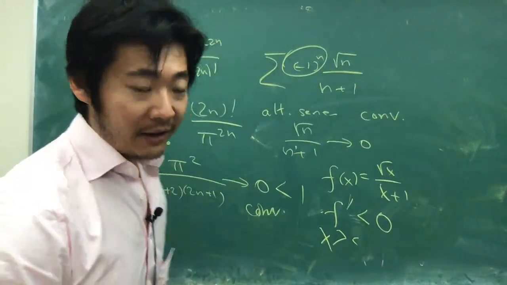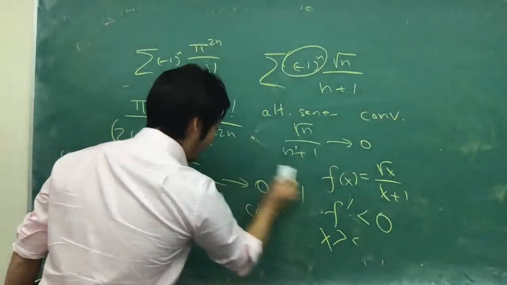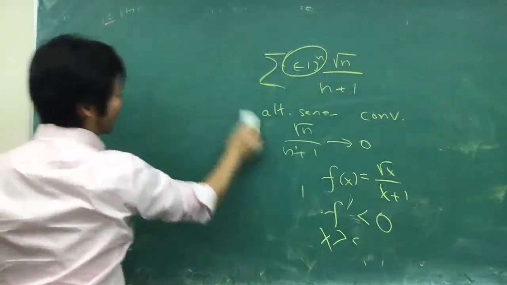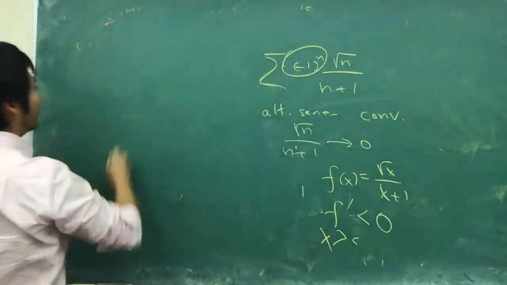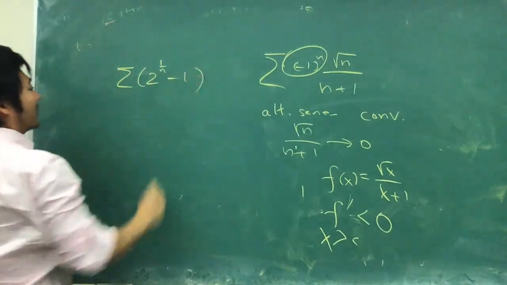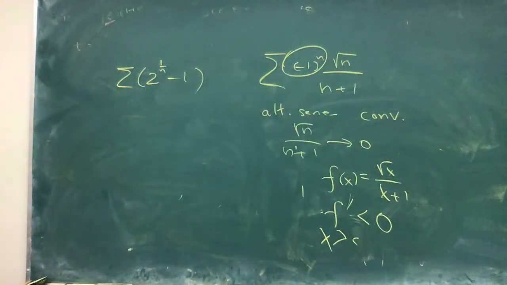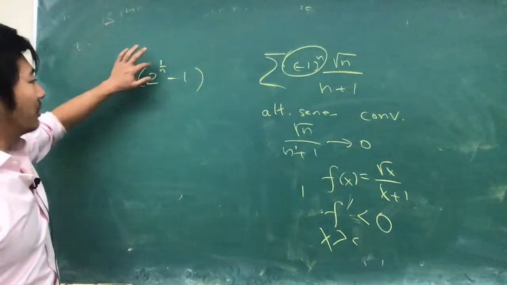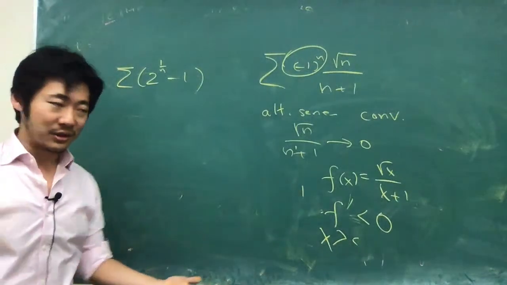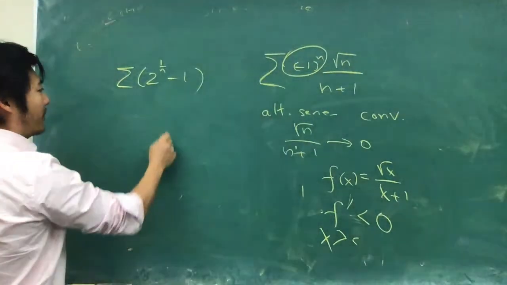And then finally, the last one is the trickiest of them all. 2 to the 1 over n minus 1. So this one, as n goes to infinity, this goes to 0. 2 to the 0 is 1. 1 minus 1 is 0. So the divergence test tells you nothing. So you have to do the limit comparison test.